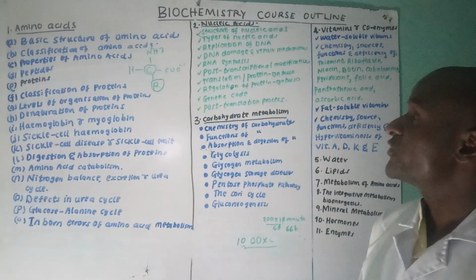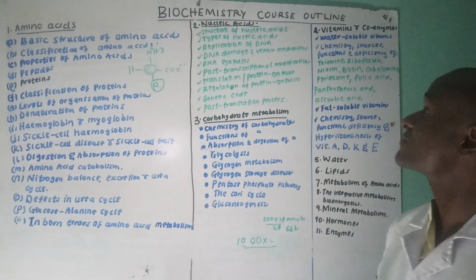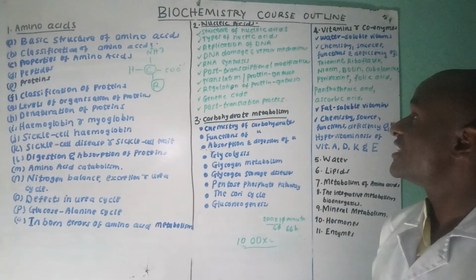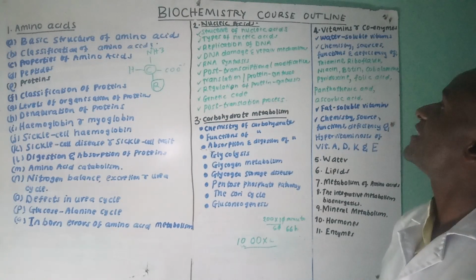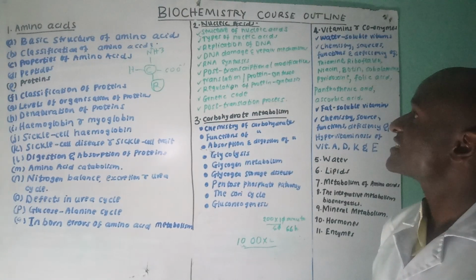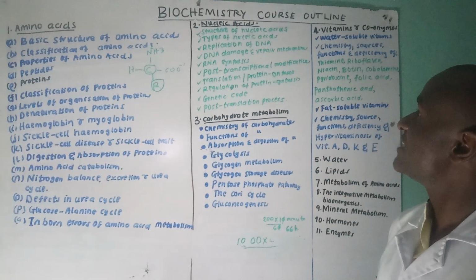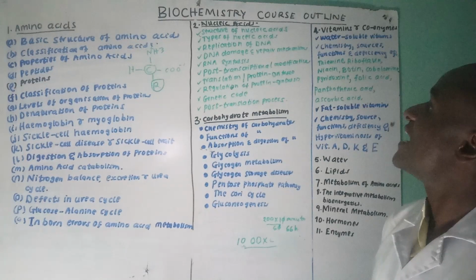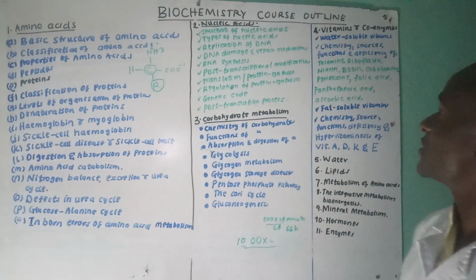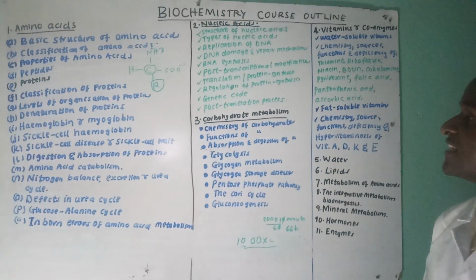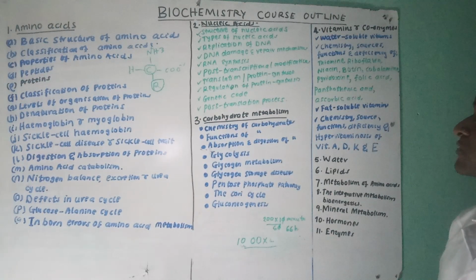So let's go to nucleic acids. Under nucleic acids, we shall be looking at the following: the structure of nucleic acids. Another one is types of nucleic acids, replication of DNA, then DNA damage and repair mechanisms, RNA synthesis, post-transcriptional modifications, then translation and protein synthesis. Another one is regulation of protein synthesis. Then the last one is genetic code and post-translation process.